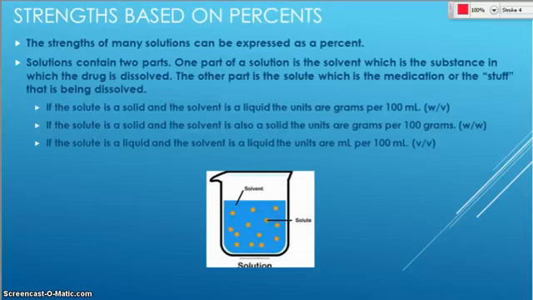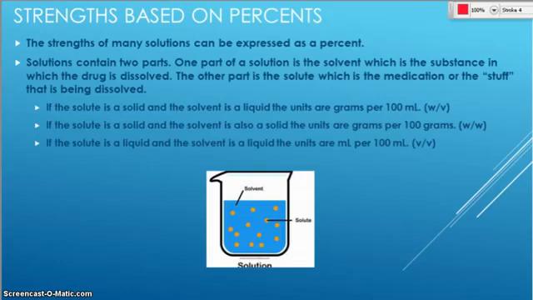All right, let's wrap up this week. We're going to review strengths based on percents. This is all about solutions, which we talked about last week. Remember, a solution has two parts, the solvent, which is what the drug is dissolved in, and the solute, which is the stuff that's being dissolved.